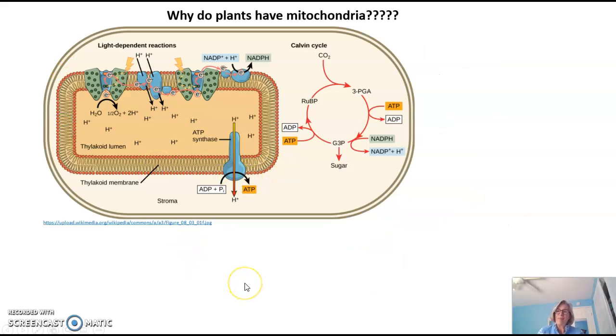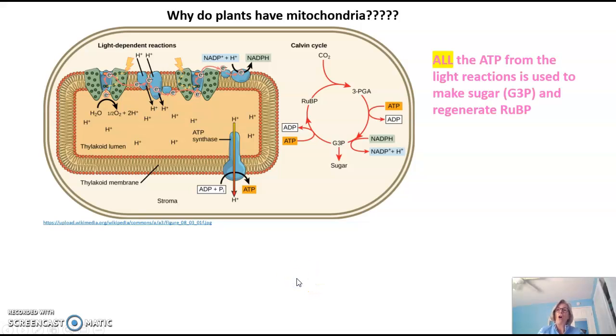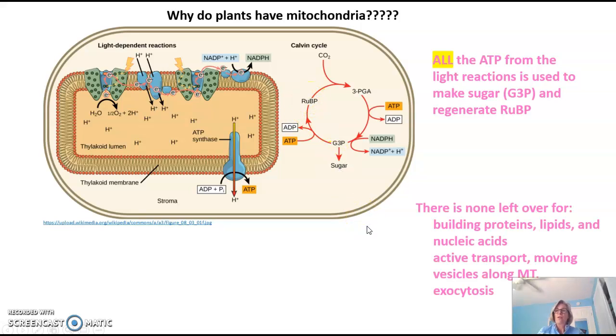So why do plants have mitochondria? If plants can make ATP from sunlight, why on earth do they need mitochondria? Well, it turns out that all of the ATP from the light reactions is used to make the sugar G3P in the Calvin cycle and regenerate ribulose bisphosphate. There is nothing left over. No ATP leaves the chloroplast.